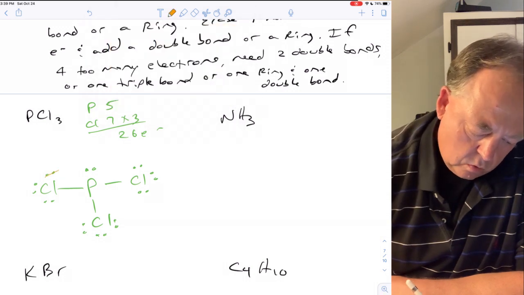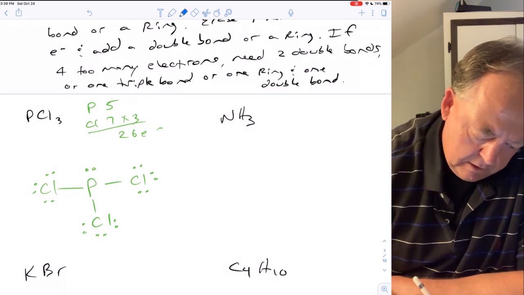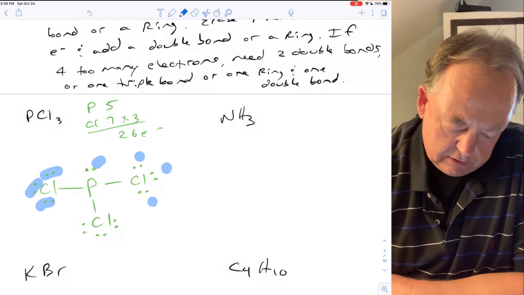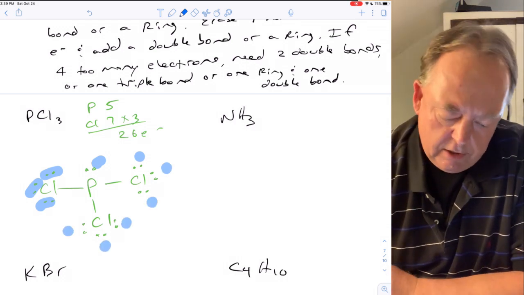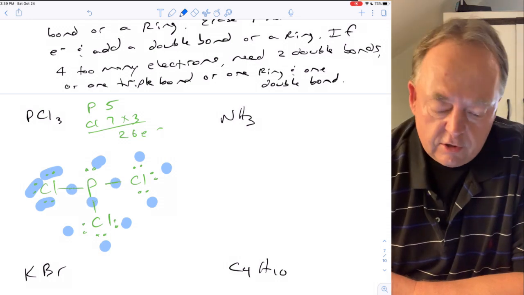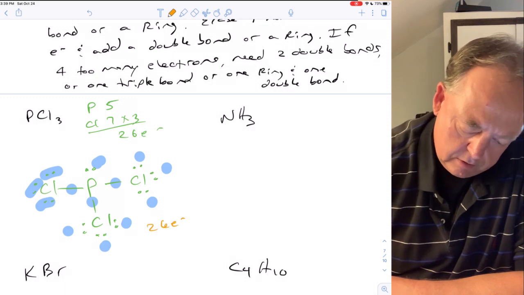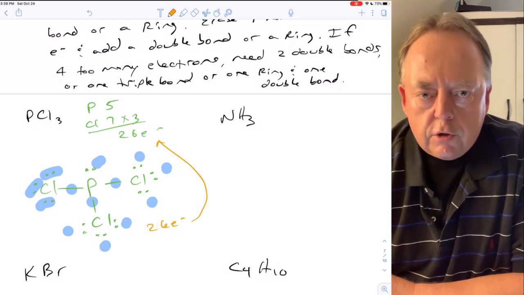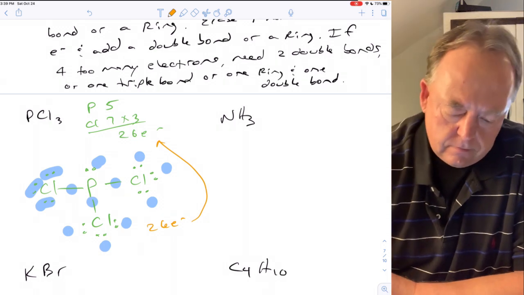So 1, 2, 3, 4, 5, 6, 7, 8, 9, 10 lone pairs times 2, that would be 20. And then bonds, we have 2, 4, 6 more electrons, so that would be 26 electrons total, which matches what we're supposed to have. So that's the structure of PCl3. Everything is happy, we got the right number of electrons.